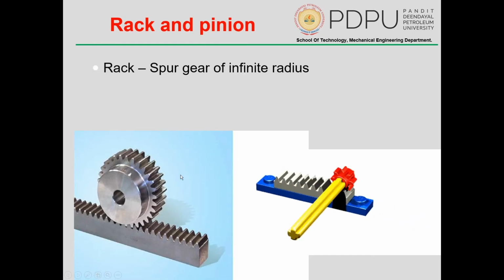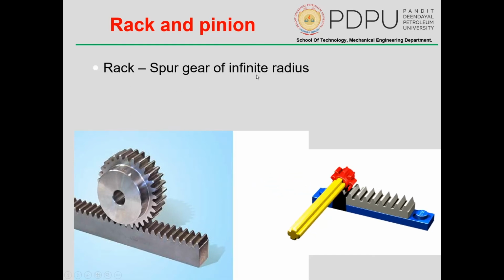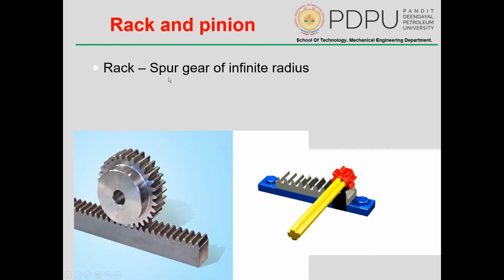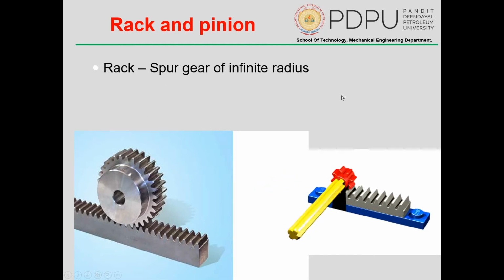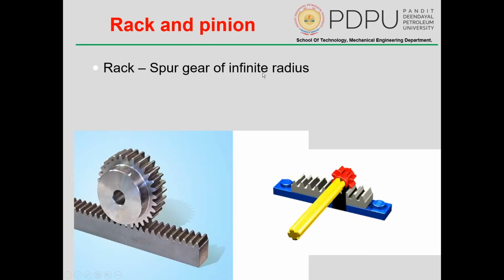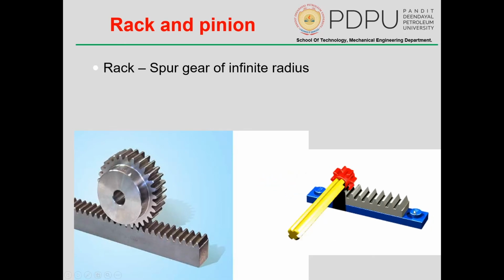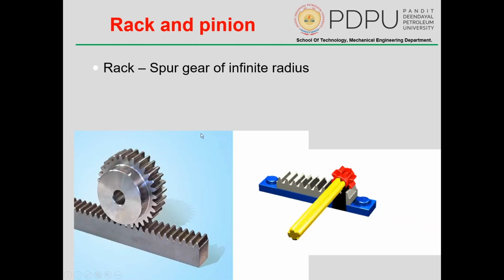Let's look into it. In rack and spur gear, the rack is nothing but a spur gear with infinite radius. Now what is the rack? Rack is this down portion. So just assume a spur gear having infinite radius. A spur gear with infinite radius will look something like this, right? A linear one. So this is nothing but the rack.